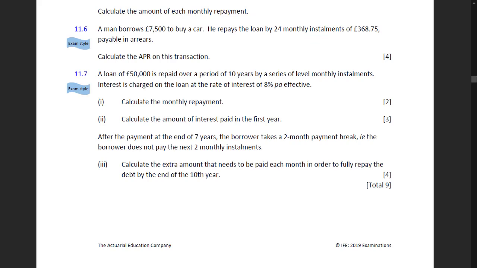The question says a loan of 50,000 is repaid over a period of 10 years by a series of level monthly installments. This is the main line you must focus on: level monthly installments. Interest is charged on the loan at the rate of 8% per annum effective. The first part is calculating the monthly repayment. The second is calculating the amount of interest paid in the first year.